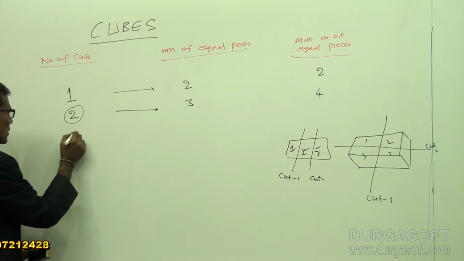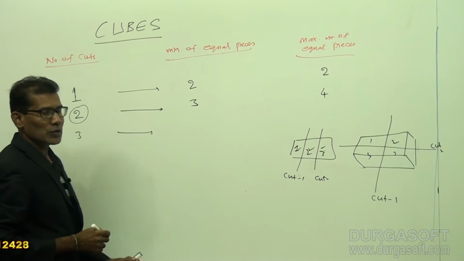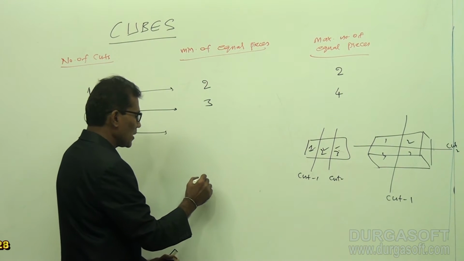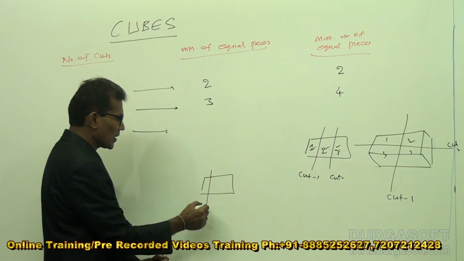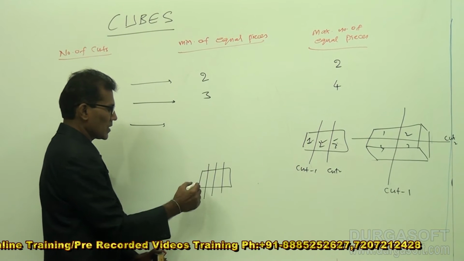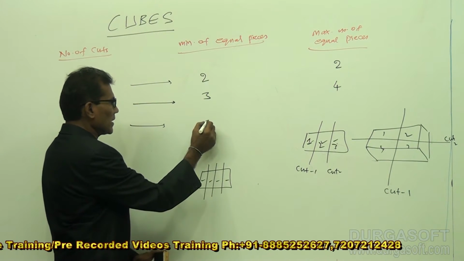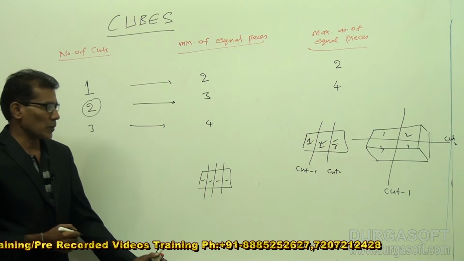And if you are allowed to use 3 cuts, then how many pieces will you get? If this is the cake surface, you are using 3 cuts, cut 1, cut 2, cut 3. So 1, 2, 3, 4. You will be getting 4 equal pieces.